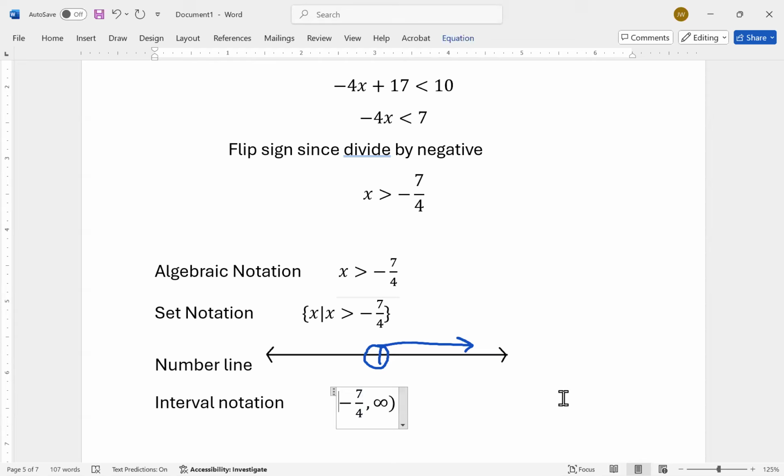Since -7/4 cannot be touched, it's an open circle there. I have to write a parentheses on the -7/4 as well. So my interval notation is -7/4, comma, infinity with parentheses on both sides. So that's this first example. Again, no equality means open circle, means parentheses.